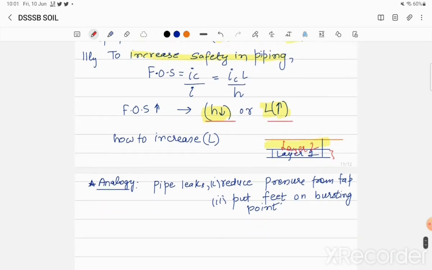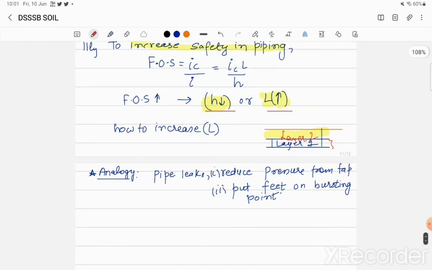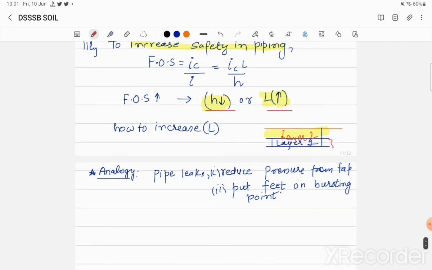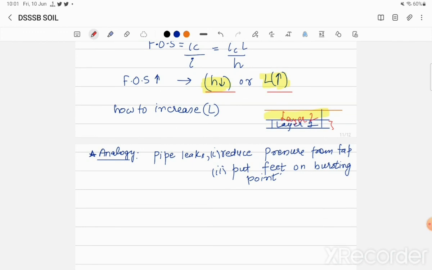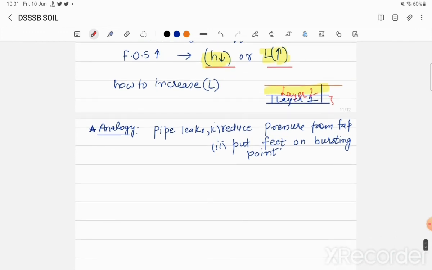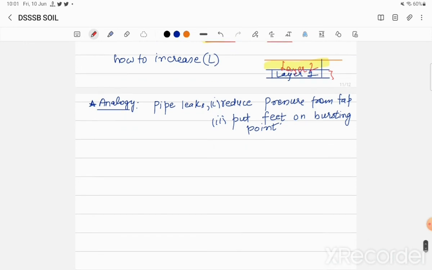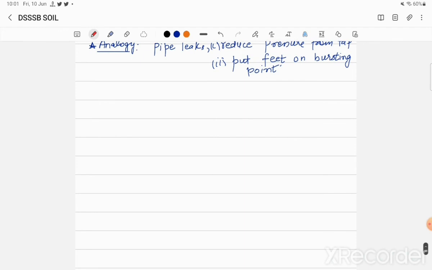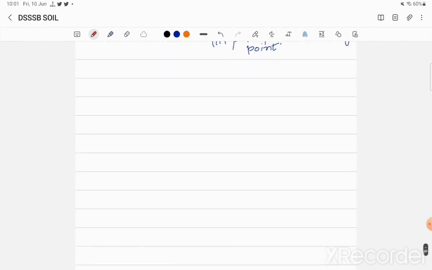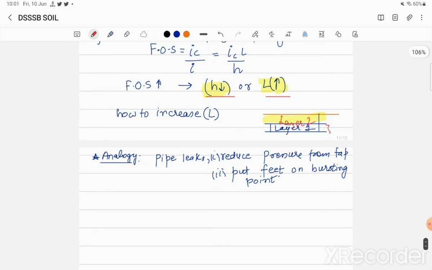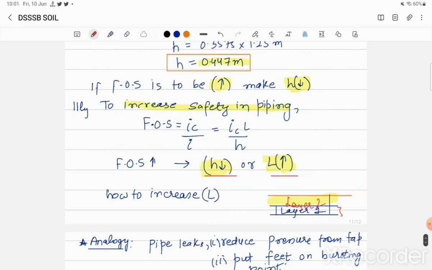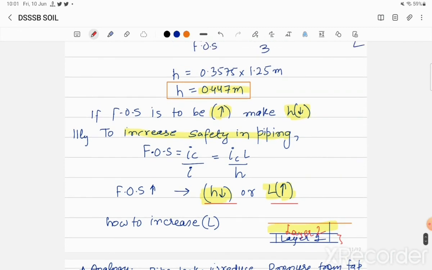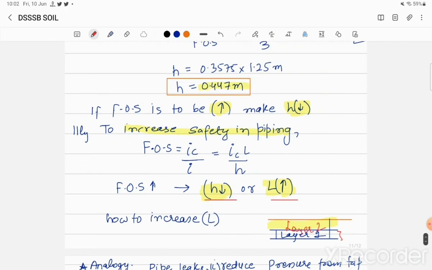You can also make an analogy: if we see a pipe bursting water out from somewhere, how do we generally reduce that bursting water from the pipe? We'll generally reduce the pressure from the tap, closing the tap a bit, or we will rather put our foot on the bursting point. So this is an analogy that to have factor of safety against piping or boiling, we either reduce the pressure difference, or we increase the length.